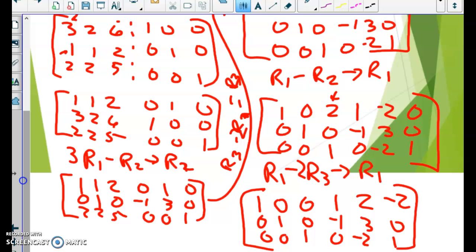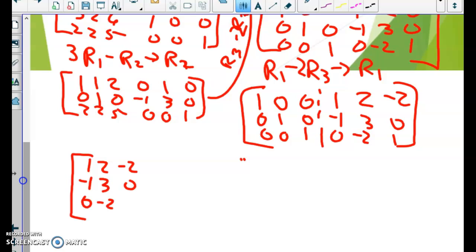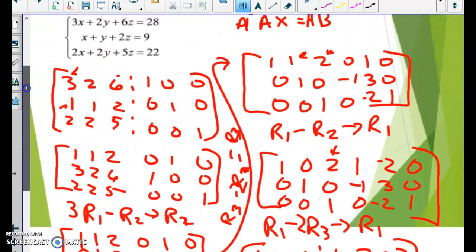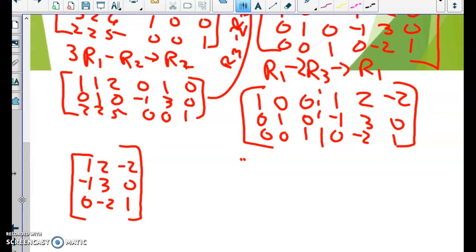Alright. Whew. So now I have the identity matrix in the front position. And so my inverse should be this: 1, 2, negative 2, negative 1, 3, 0, 0, negative 2, 1. So that's my inverse, so I'm going to write it out here the long way: 1, 2, negative 2, negative 1, 3, 0, 0, negative 2, 1, times my original, which was up here.